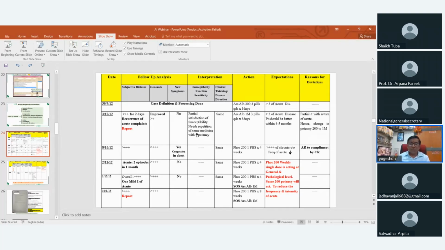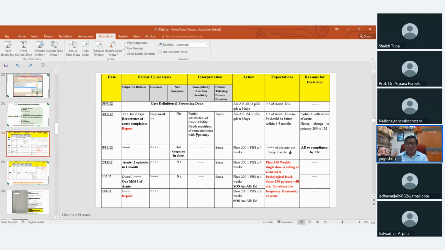administration of a constitutional medicine, single dose, and again 200 as the understanding of moderate susceptibility and the way in which the response had been generated to the acute moderate disease, acute moderate medicine that we had prescribed. And the expectation is that amelioration of chronic complaint should be there and the frequency of acute complaint should be decreased.